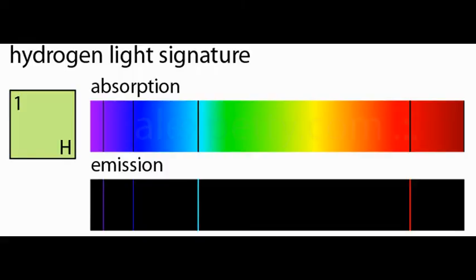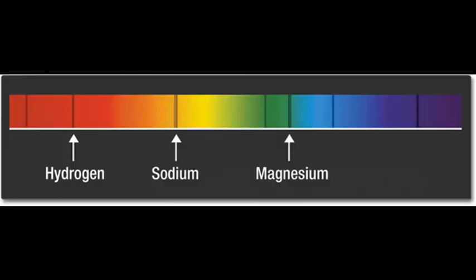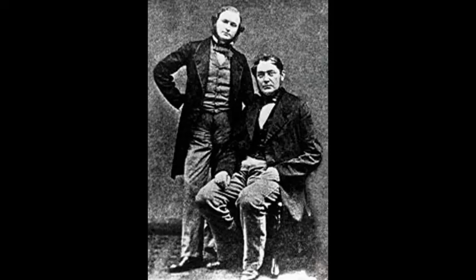This is the light signature for hydrogen, and again you can see the emission lines at the bottom looking much like they did when we filmed them through the spectroscope in the lab. These emission lines match the absorption lines in the top half of this graphic, again showing us that hydrogen is part of the Sun's chemical composition. Kirchhoff and Bunsen first performed many of these experiments in the mid-1800s.